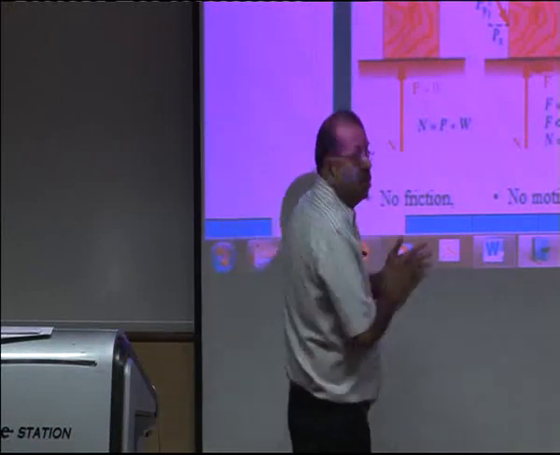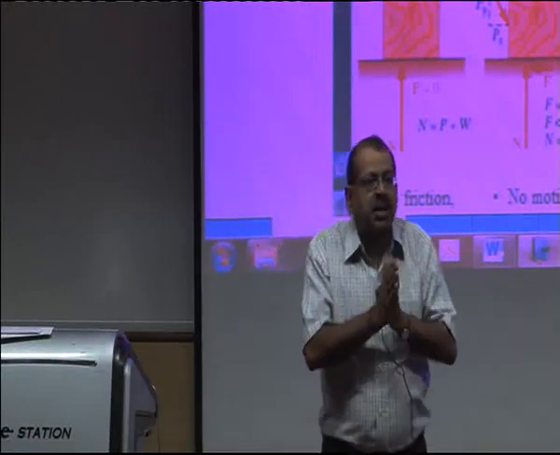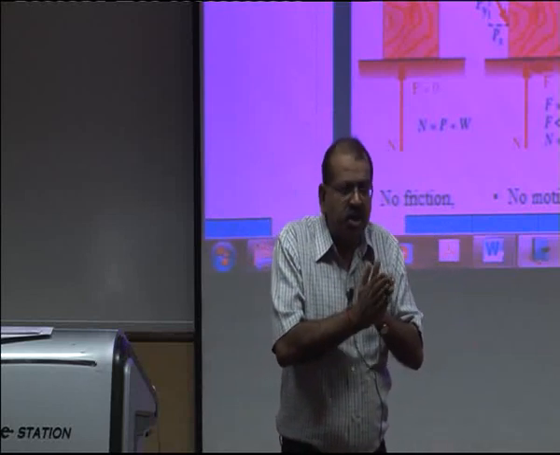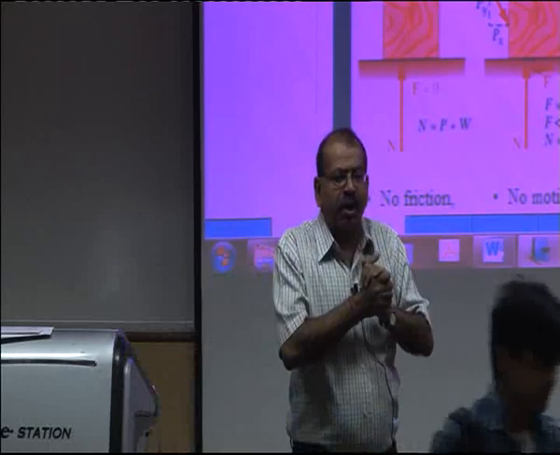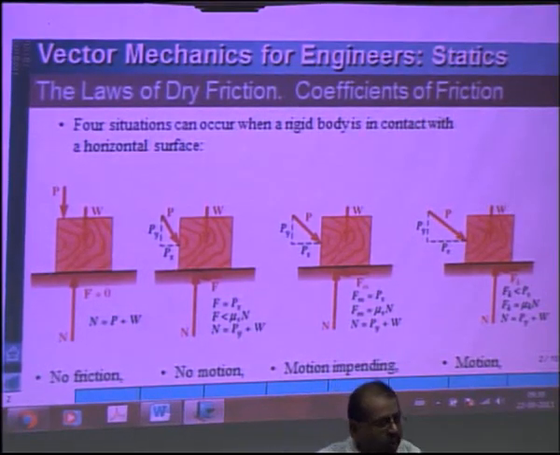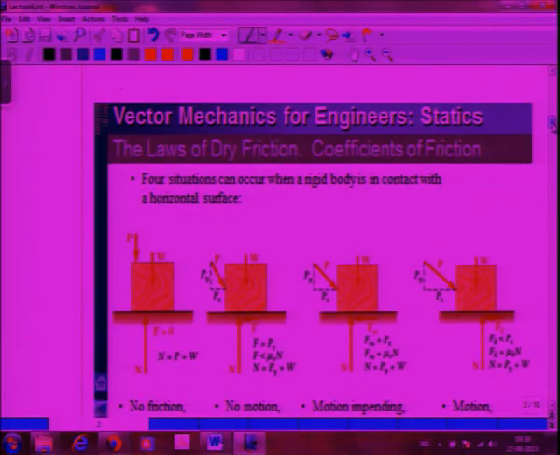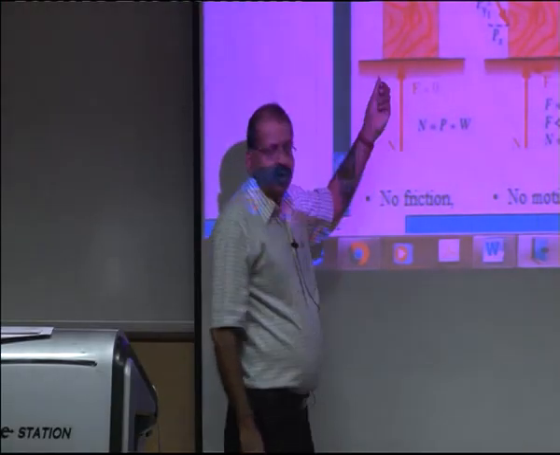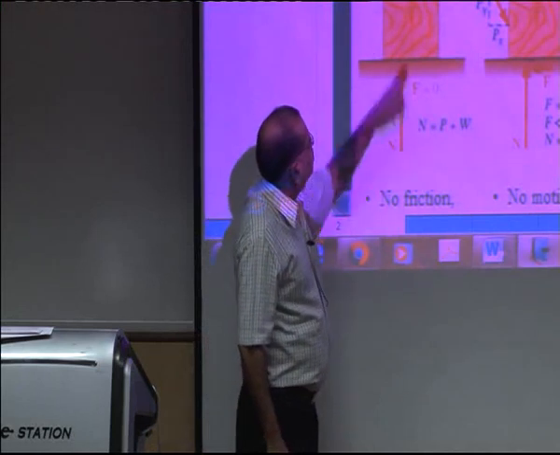So friction basically, as we discussed, is a self-adjusting force which comes in to resist the motion of a body, and it acts in a direction so as to oppose the motion on the body on which you are looking at the friction force. So it opposes the relative motion with respect to the surface.